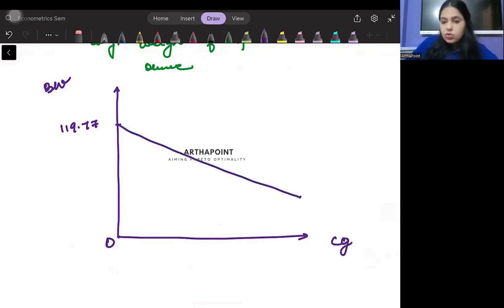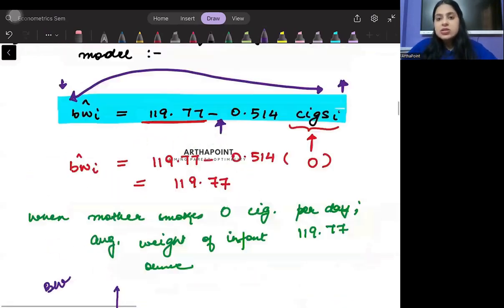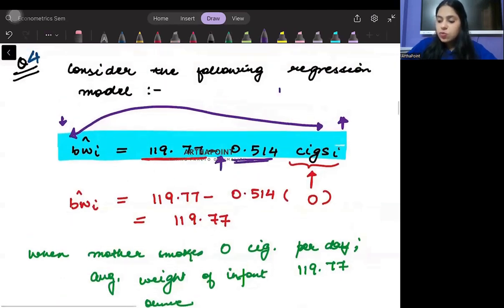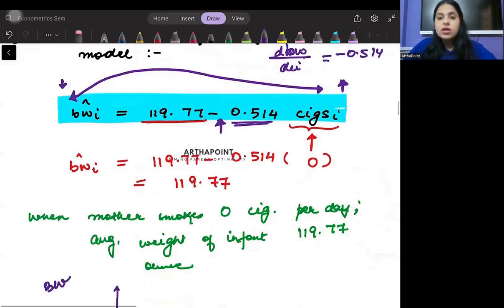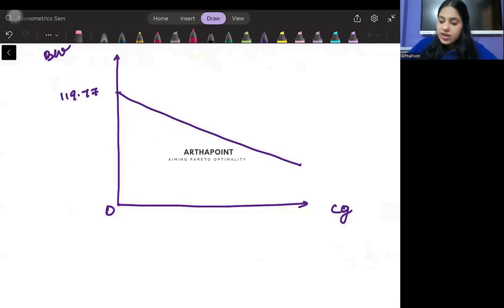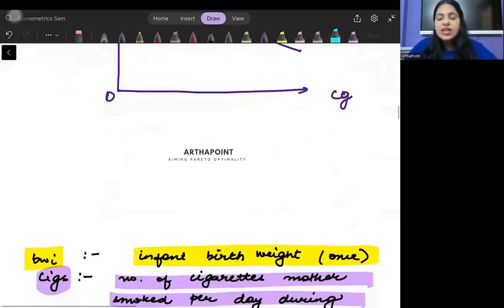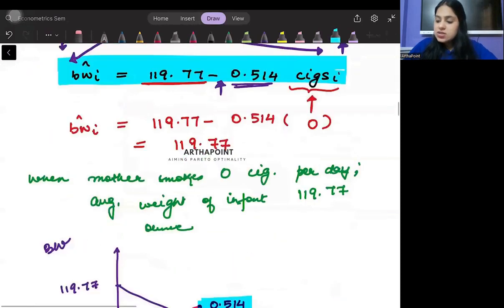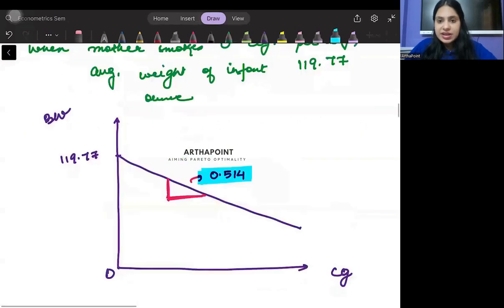And here I will have 119.77, and this will be my birth weight when 0 cigarettes are smoked. And then I will have a downward sloping line, and the slope of this line, if I find dBW by dCIGS, is minus 0.514. So I can say that the slope will be negative, and this will be 0.514, right?